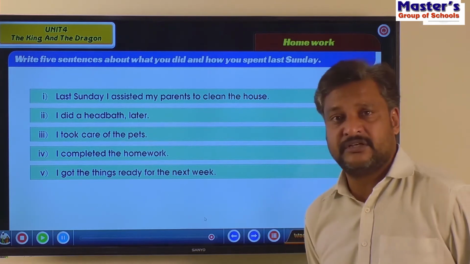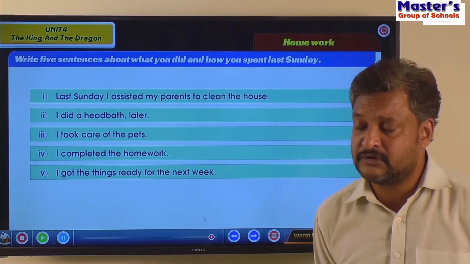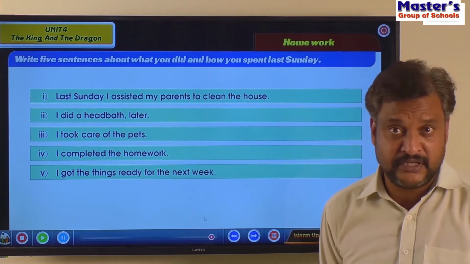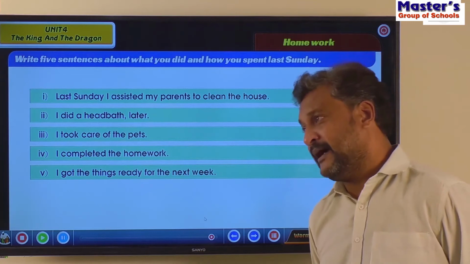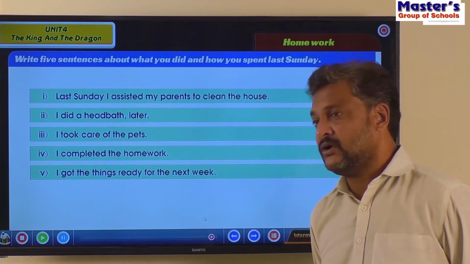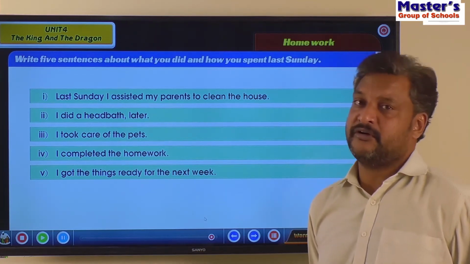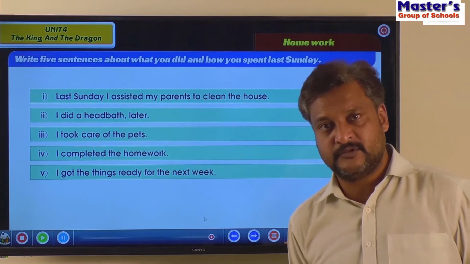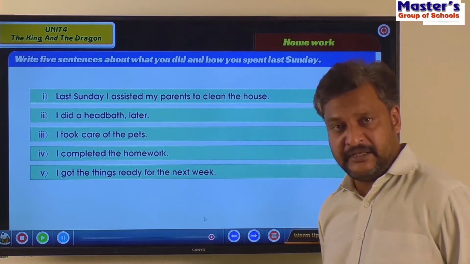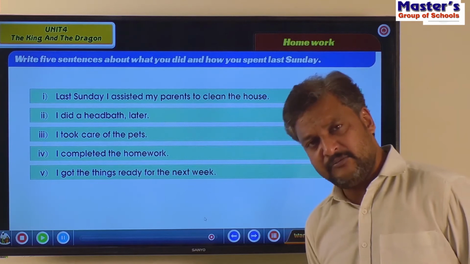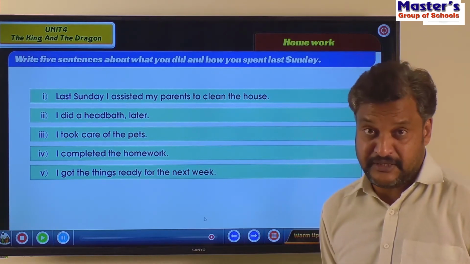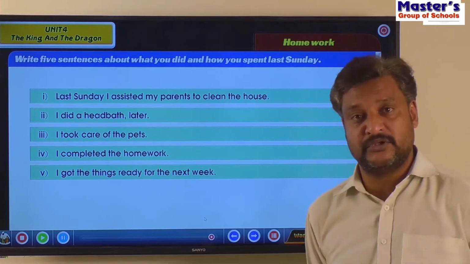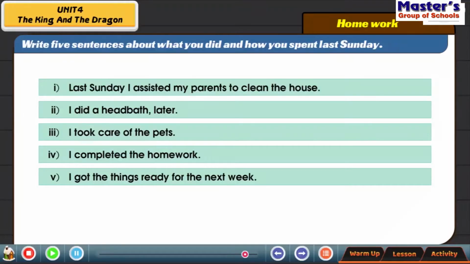I checked whether I have got enough uniforms there in the cupboard. Are all the books properly kept? Is the bag in good condition? I checked all these kinds of things and got ready for the next Monday. Right? So these are the things that I did. If you have done the same, no problem, you can copy the same sentences. And if you have done something different, then you need to write those things over there. Right?